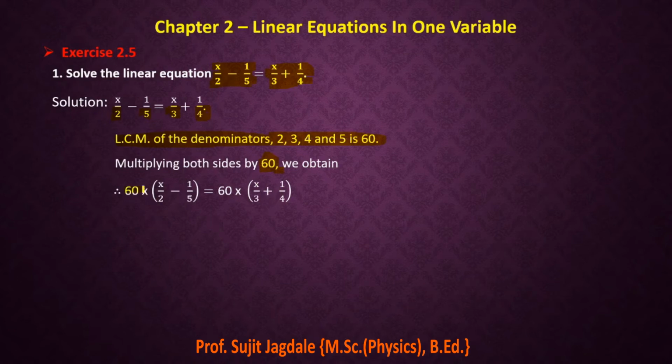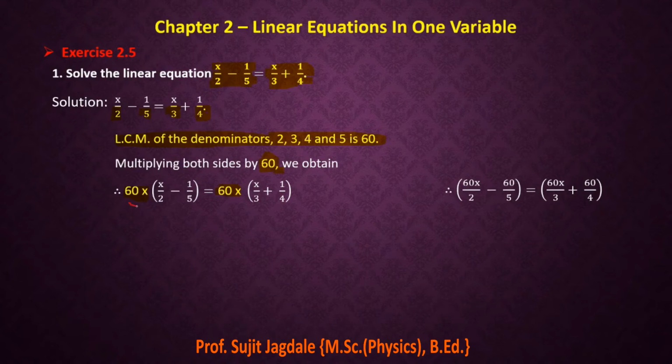And here, if you consider, 60 is present on both the sides and we can cancel it. So that means our original equation does not change by performing the operation on both the sides. Now we have to multiply by that 60 inside the bracket, so therefore it will be like this.